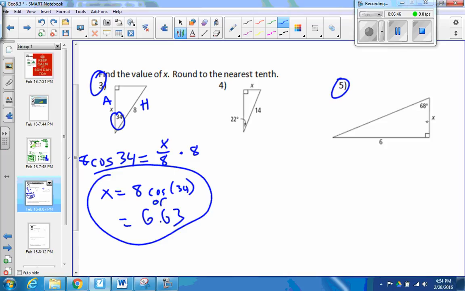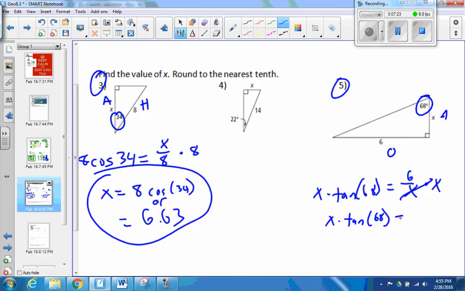Now, number 5, we're given the angle 68, and we're given the opposite, and we're given the adjacent. So opposite and adjacent would be tangent, because tangent is opposite over adjacent, TOA. So tangent of 68 is equal to 6 over x. And this is where you got to really think back to algebra how you'd solve for this. You can't just multiply both sides by 6, because the x is on the bottom. So to get rid of this division, we multiply both sides by x. All right? That cancels out here.